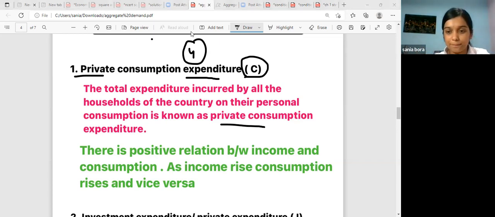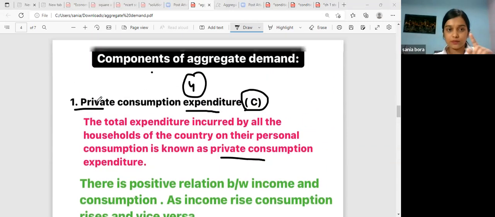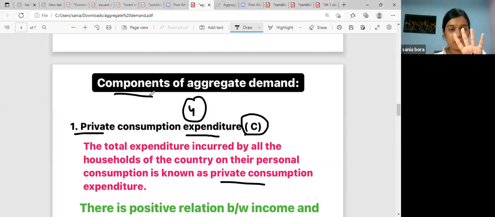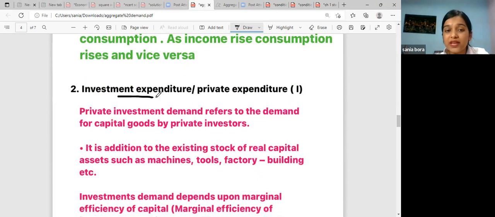Yes, ma'am. So now the second is investment. See, the components are basically four. First is private consumption expenditure. You already know what private expenditure is and its relation with income. Now investment expenditure. Investment is always represented by I.